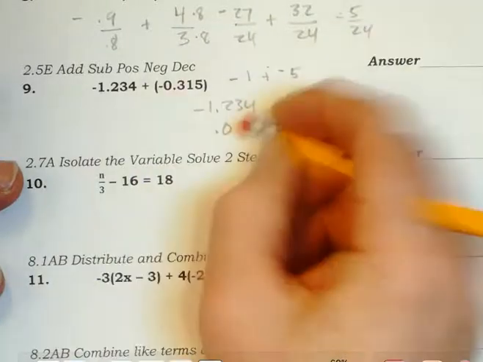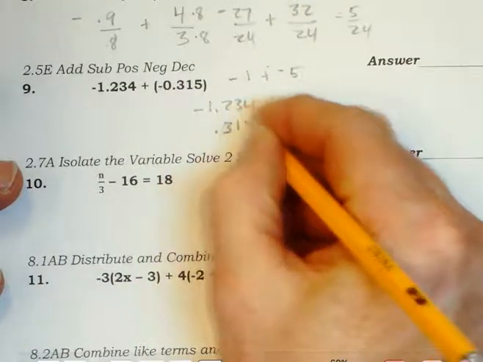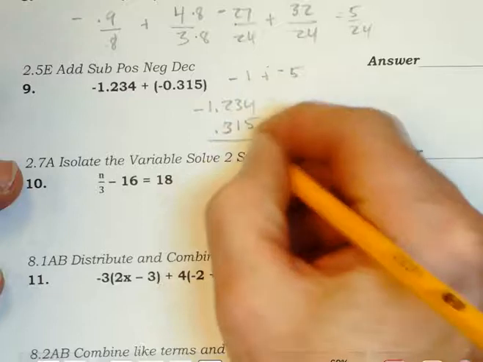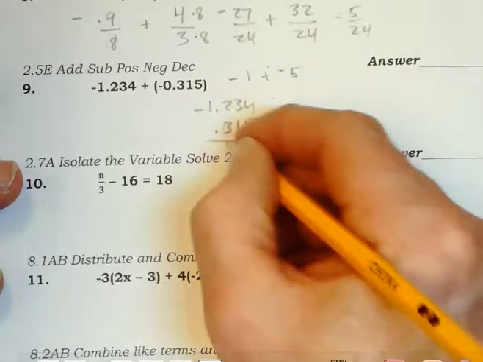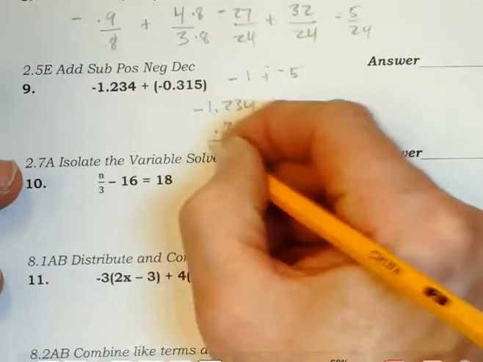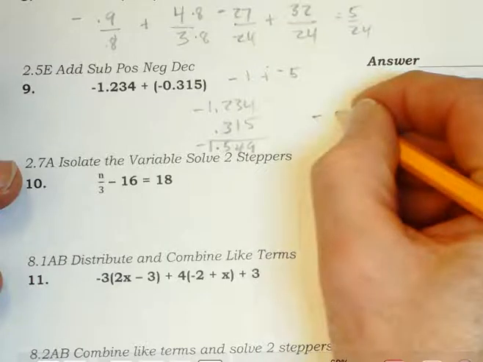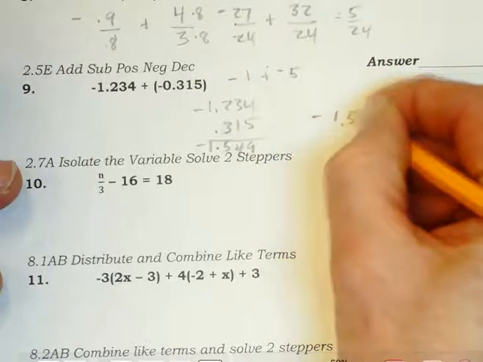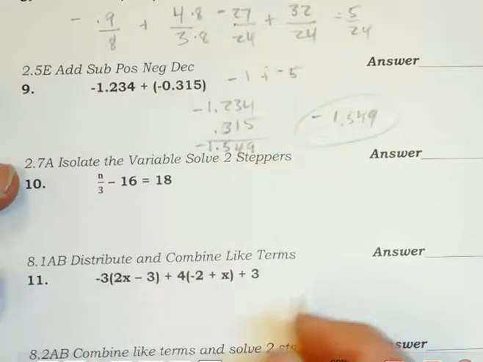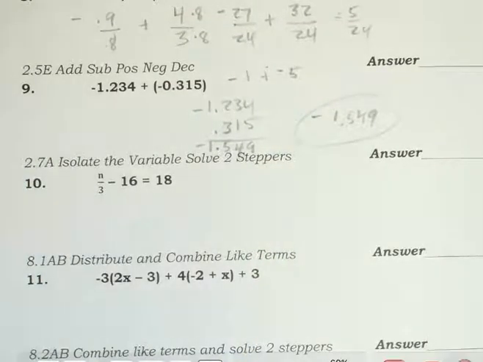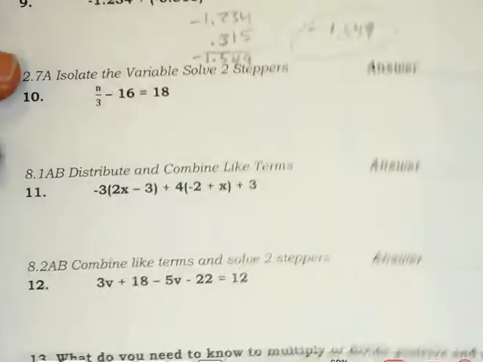Ooh, did that wrong. It's 0.315. 4 and 5 is 9. 3 and 1 is 4. 2 and 3 is 5. I got my decimal in here, and this is 1. So it's a negative 1.549. So Alcon would say negative 1.549. Double check my work here. That looks handy dandy.